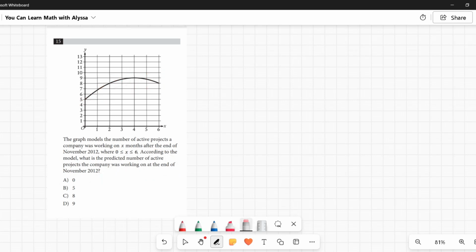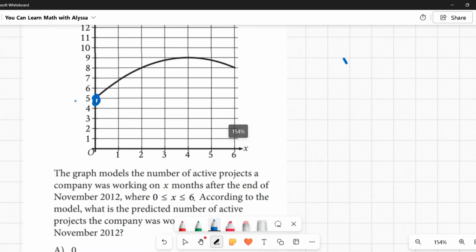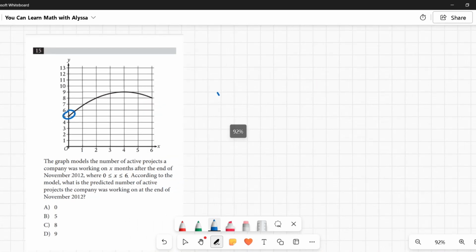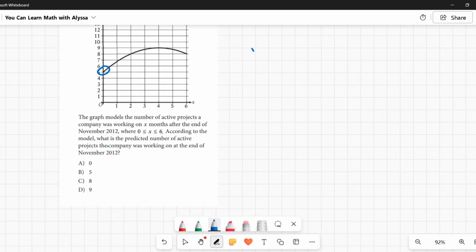So that is, here we go, right there at the beginning. 0 months after the end of November 2012 would be the end of November 2012. And if we look at the coordinate there at 0, that's showing 5. That's all it is right there. 5. 0 months after the end of November 2012, they were working on 5 projects.